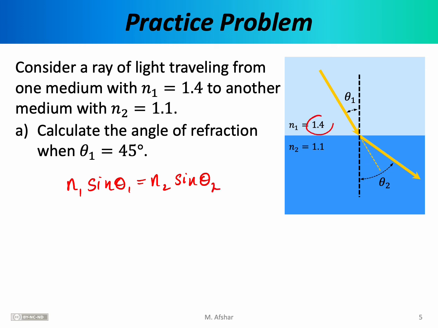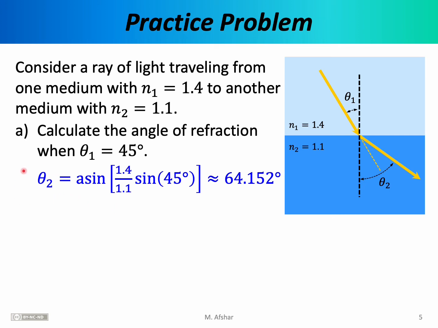Now you can see by looking at these numbers that n1 is greater than n2. Since n1 is greater than n2, theta 1 must be less than theta 2 to ensure equality. Of course, you can actually calculate this number by plugging these numbers into your calculator, and you will find that theta 2 is equal to the arcsine of 1.4 divided by 1.1 times the sine of 45 degrees, which is approximately equal to 64 degrees. So the angle of transmission, or the angle in the second medium in this case, will be greater than the angle of incidence, or the angle in the first medium.